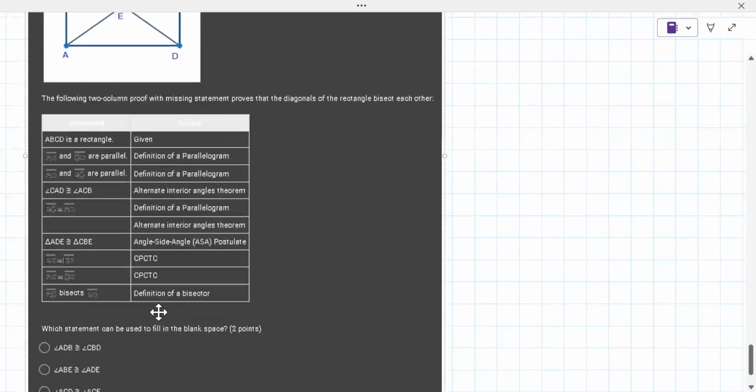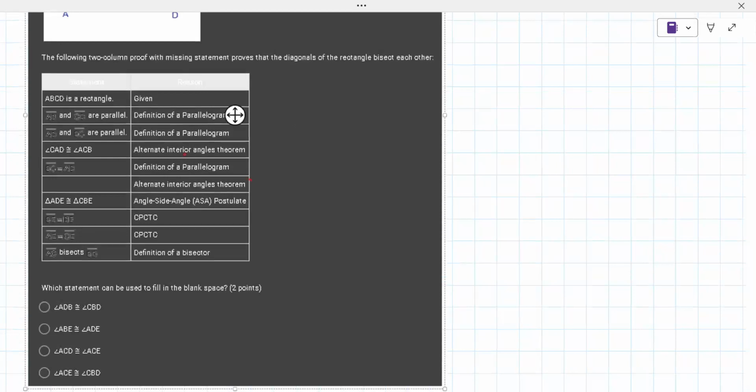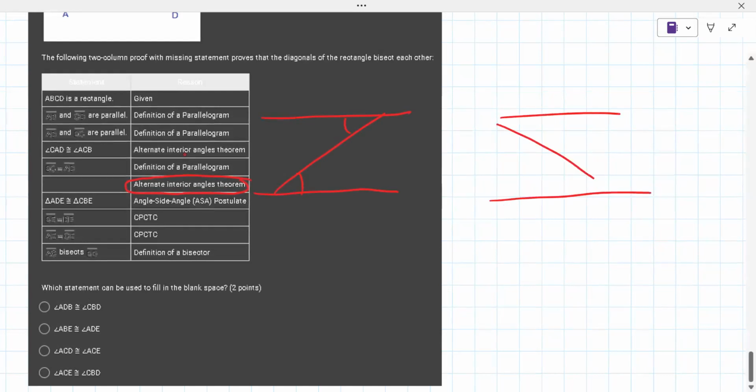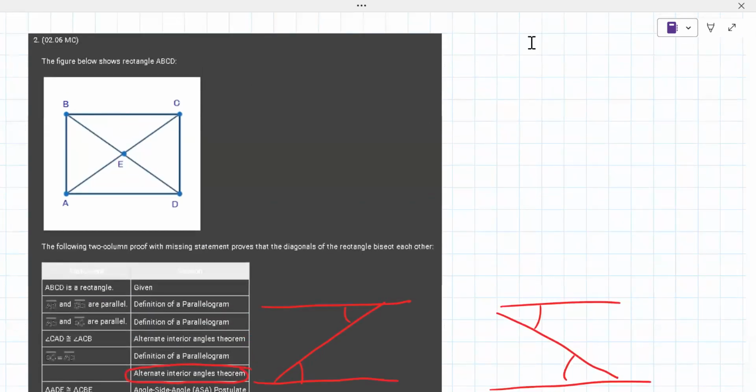Now, what I like to do is go down to the thing where it's blank and say, okay, alternate interior angles theorem. What that means is if there's a diagonal like this and like this, it's kind of a Z, those angles are congruent. Or if it's going the other direction, those angles are congruent. Those are alternate interior. So you have to figure out which one matches up with this, right here.